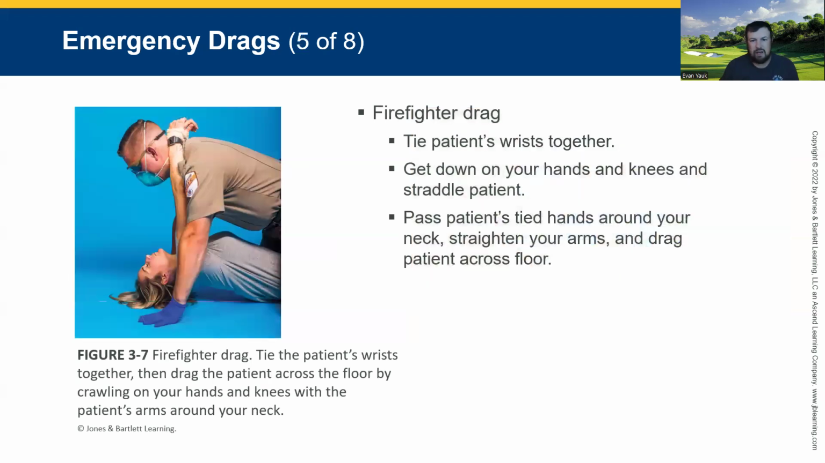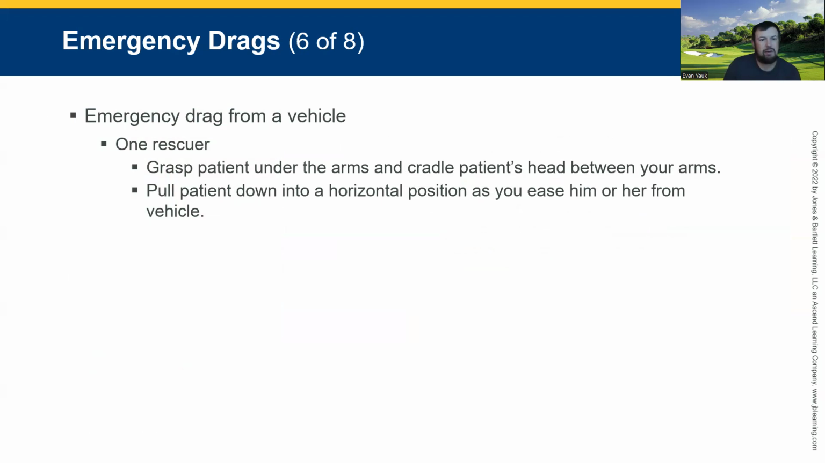The firefighter drag, tie the patient's wrist together. We can use Coban, ACE wrap, whatever you have, tape. Tie the patient's wrist together. Get down on your hands and knees. Put their arms around your neck, and you just kind of take off dragging while you straddle them. It moves them down out of the way, out of danger.